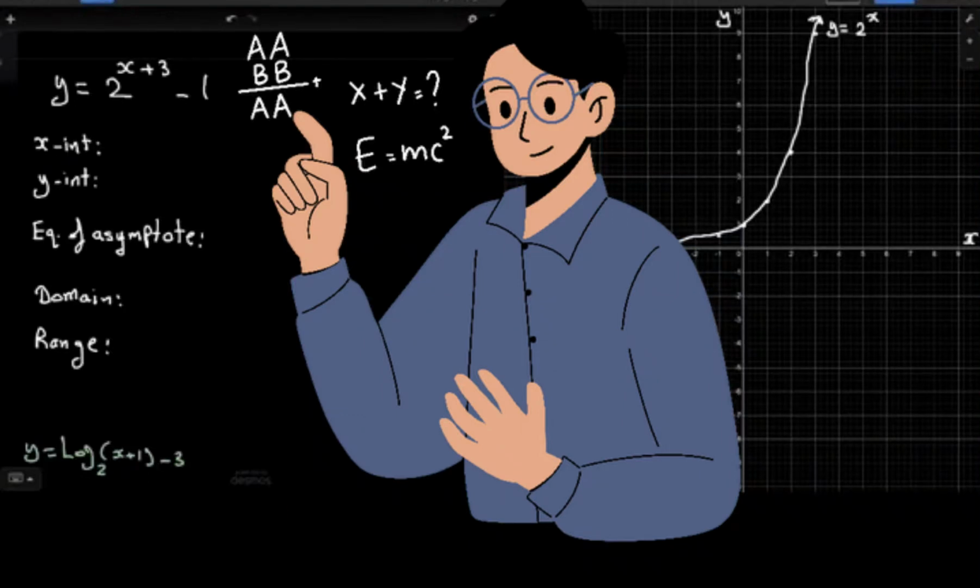So in this video, we will be exploring graphing exponential functions and logarithmic functions. I'll be showing you how to find the x-intercept and the y-intercept of each function, the exponential and logarithmic functions. Also, we'll talk about the asymptotes, and also we'll talk about domain and range.